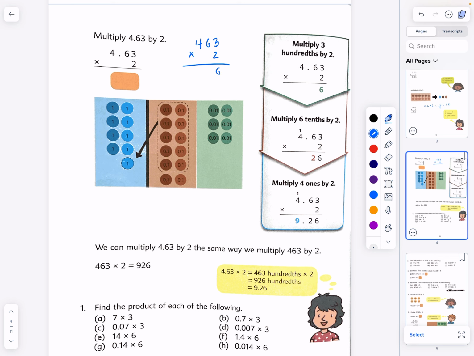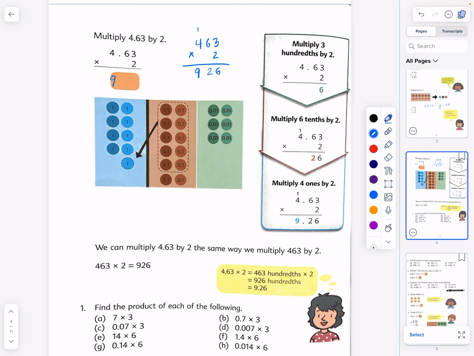3 times 2 is 6. 6 tens times 2 is 12 tens, and we group 1 with the hundreds. 4 times 2 is 800, plus 1 more hundred is 900. So the answer for 463 times 2 would be 926.